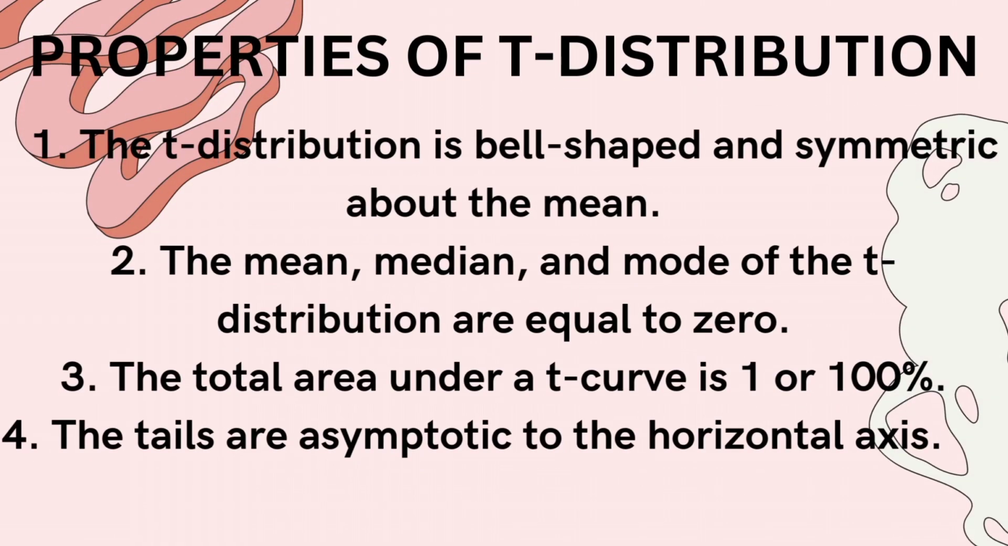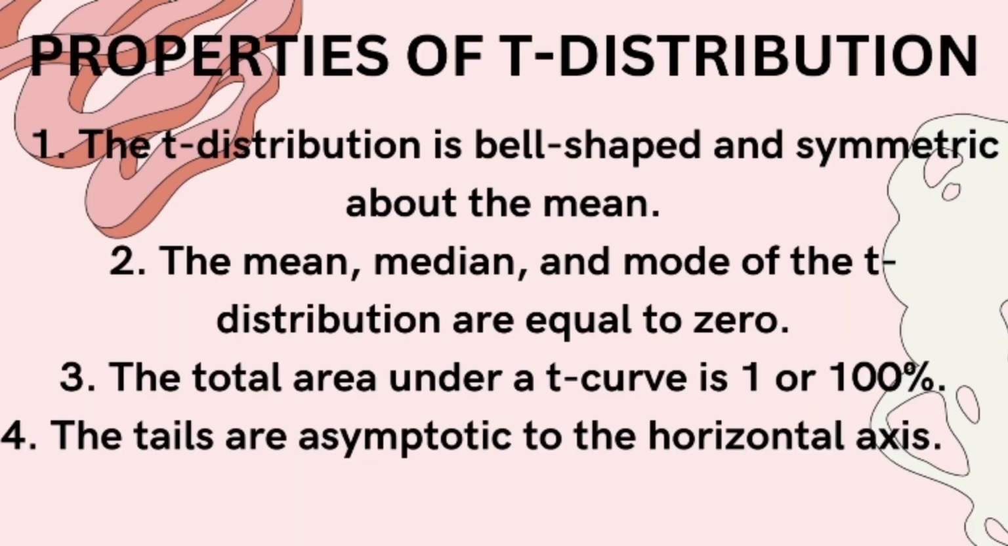And here are the properties of T-distribution. Number 1, the T-distribution is bell-shaped and symmetric about the mean. Number 2, the mean, median, and mode of the T-distribution are equal to 0. Number 3, the total area under a T-curve is 1 or 100%. Number 4, the tails are asymptotic to the horizontal axis.